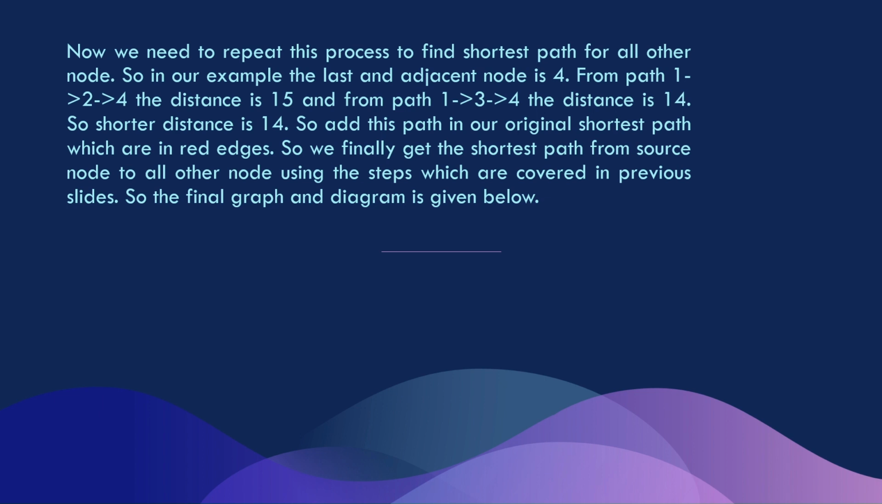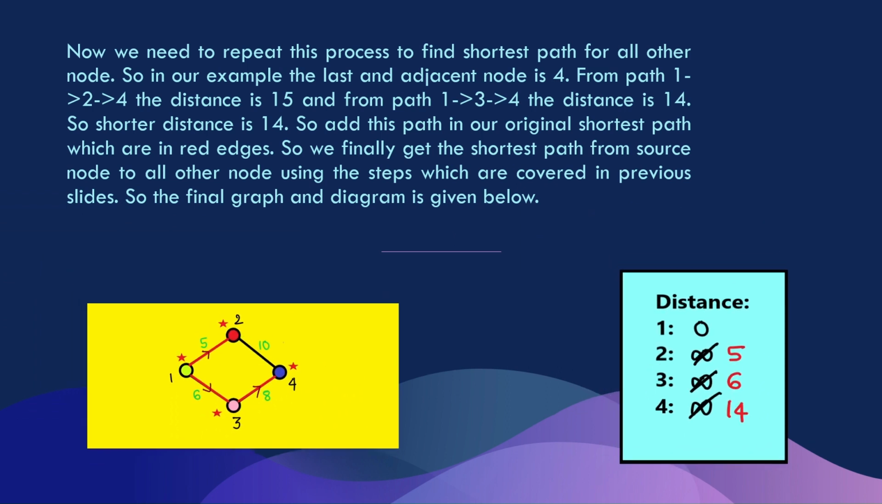So in our example, the last adjacent node is 4. Through path 1 to 4, the distance is 15. And through path 1, 3, 4, the distance is 14. So the shortest distance is 14. So we add this path to our original shortest path, which is in red edges. So we finally get the shortest path from the source node to all other nodes using the steps covered in previous slides. The final graph and diagram is given below.